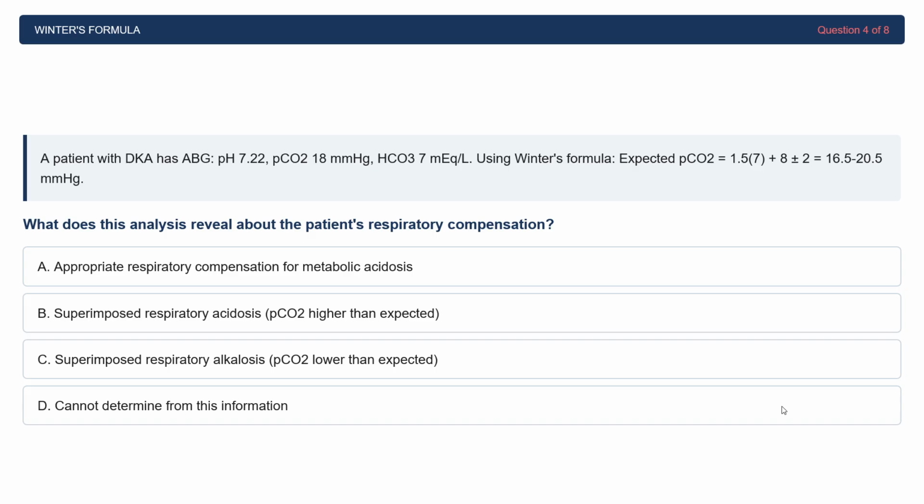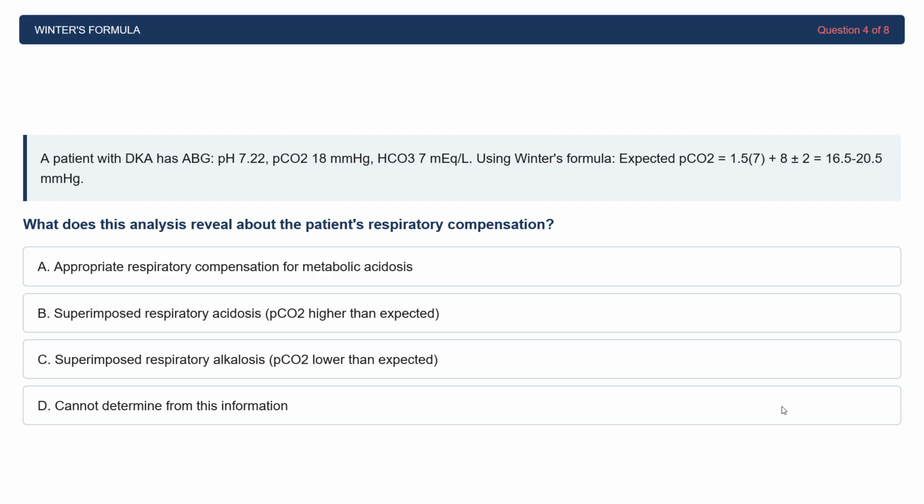Next up, we have a patient with diabetic ketoacidosis who has an ABG which shows pH of 7.22, PCO2 of 18, bicarbonate of 7. Using Winter's formula, expected PCO2 equals 1.5 times 7 plus 8, plus or minus 2, which equals 16.5 to 20.5 millimeters mercury. So, what does this analysis reveal about the patient's respiratory compensation?